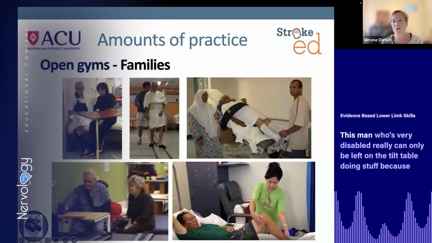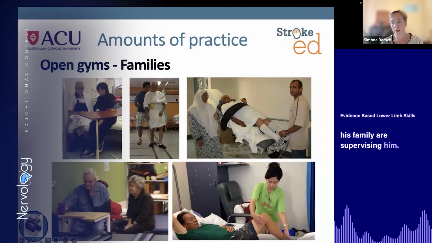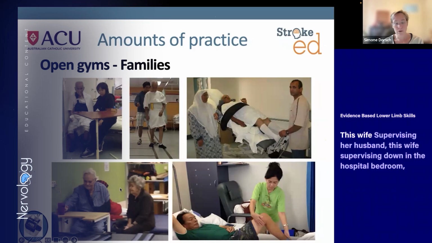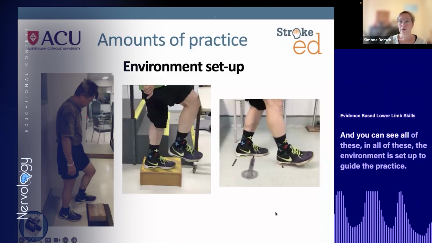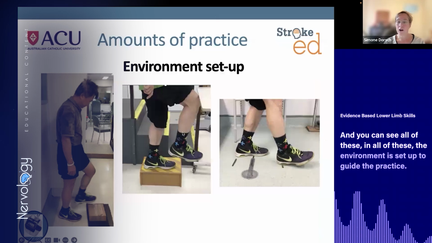This man, who's very disabled, really can only be left on the tilt table doing stuff because his family are supervising him. This wife supervising her husband, this wife supervising down in the hospital bedroom, setting up exercise in the hospital bedroom. And you can see in all of these, the environment is set up to guide the practice.